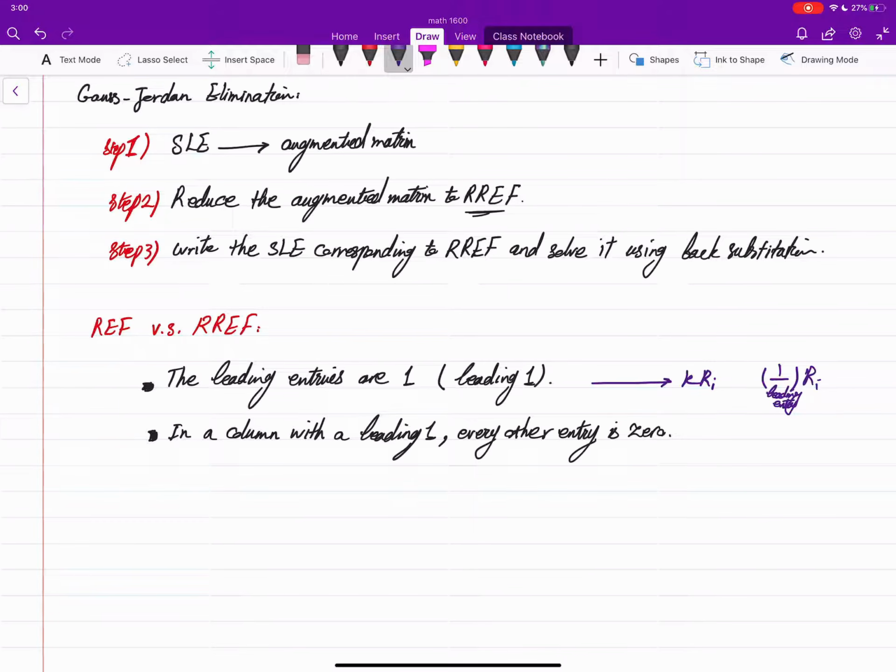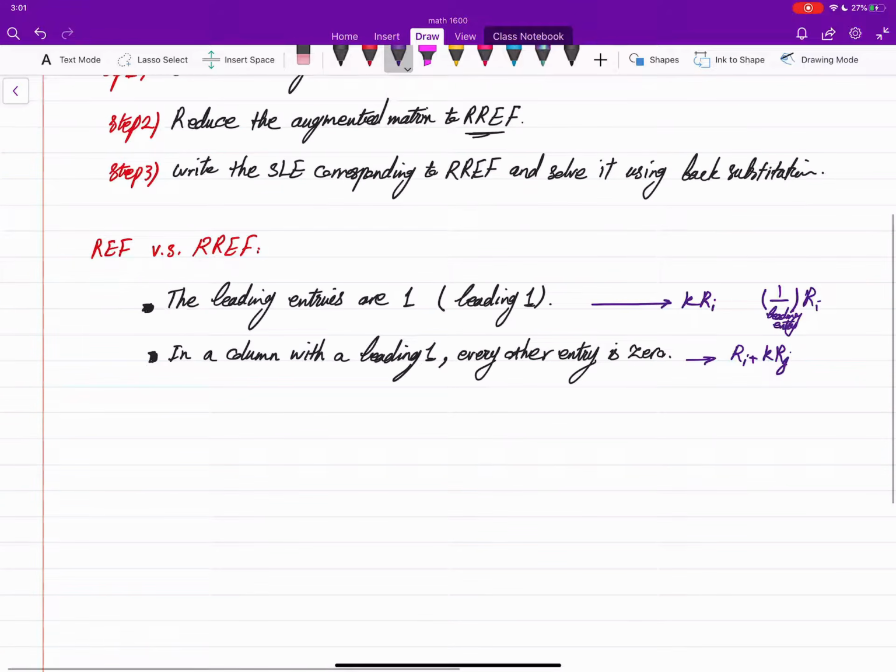And for the second one, well, you already made everything below the leading entry 0. Also use the same row operation and make the entries above the leading ones also 0. Okay. We will do examples and you will see in the examples.